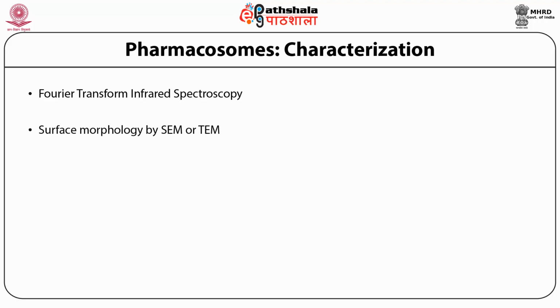Next is surface morphology. Surface morphology of pharmacosomes can be detected using scanning electron microscopy, that is SEM, or transmission electron microscopy, that is TEM. The size and the shape of pharmacosomes may vary depending upon the purity grade of phospholipids used and parameters such as speed of rotation, vacuum applied, or method of preparation.